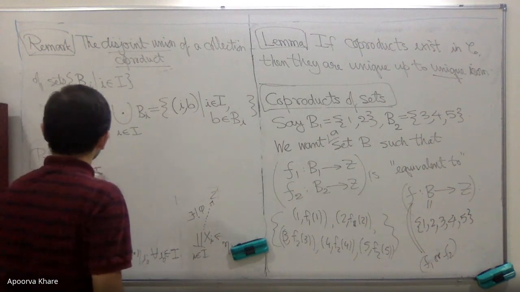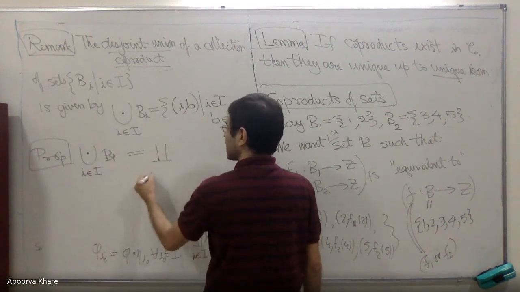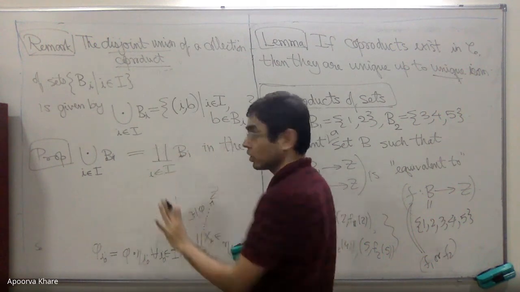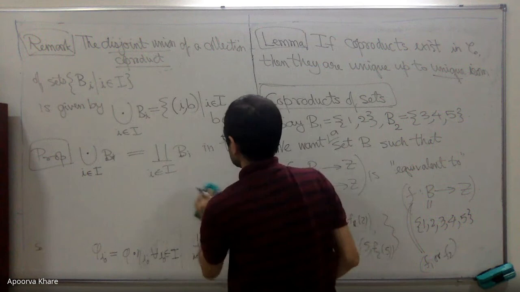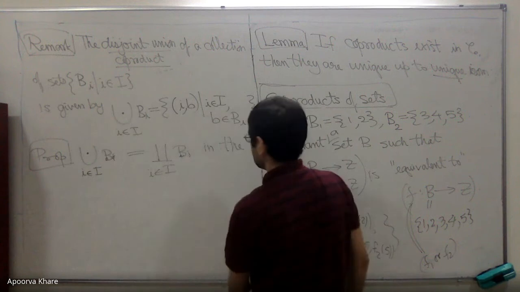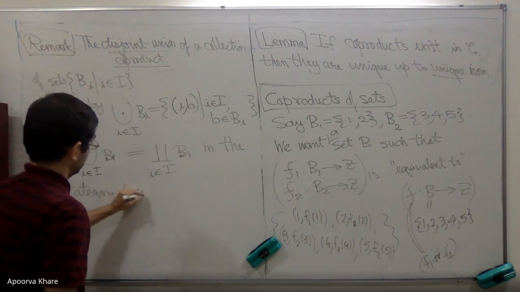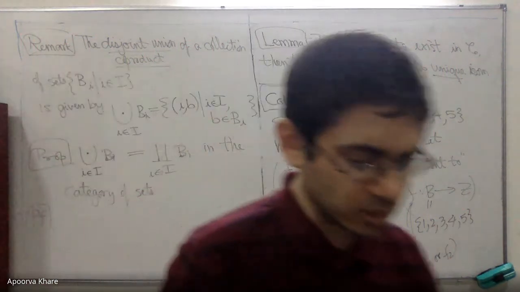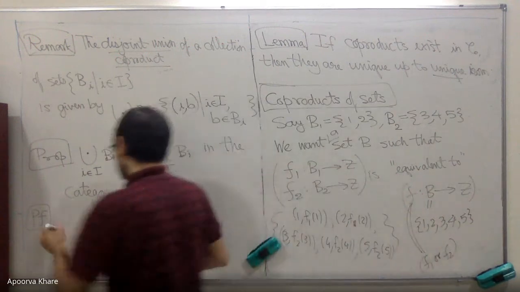The disjoint union of the B_i is equal to, and when I say equal to, it just means that it is one of the candidates up to isomorphism in the category of sets. This is not in the category of vector spaces, just in the category of sets. And again, the proof I'll sort of sketch, but it's really the same thing. And once I define it this way, it is really very, very precise. So the proof is literally, given a map.